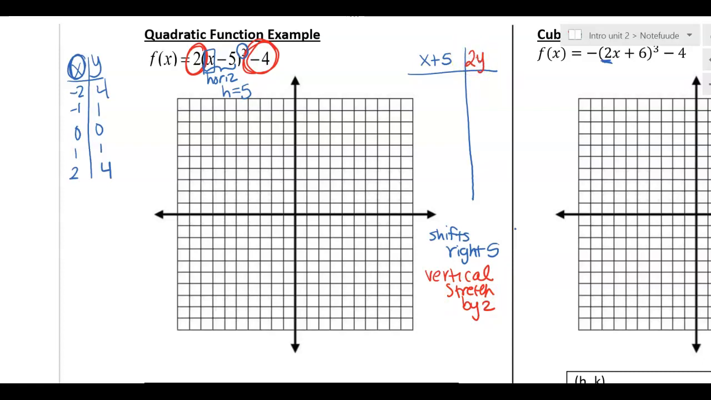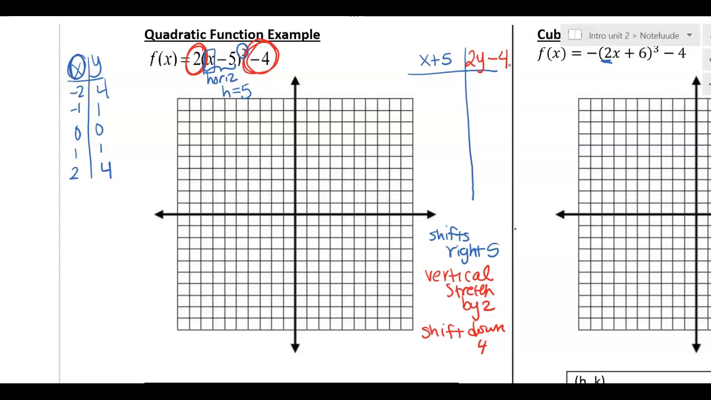And then what is the minus 4 doing at the end of the equation? Good, it's moving the graph down 4. And if you wanted to move the graph down 4, so we also have a shift down 4. If I want to move it down 4, I need to subtract 4.